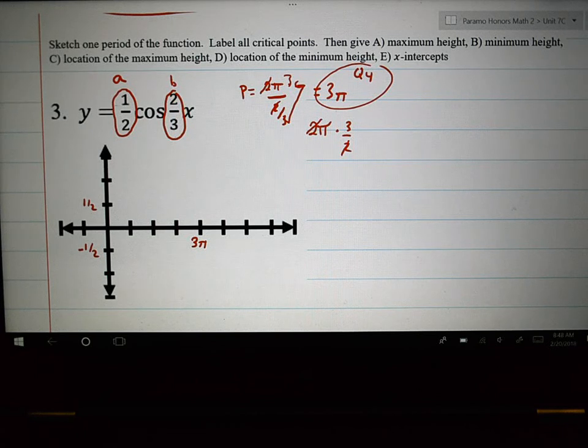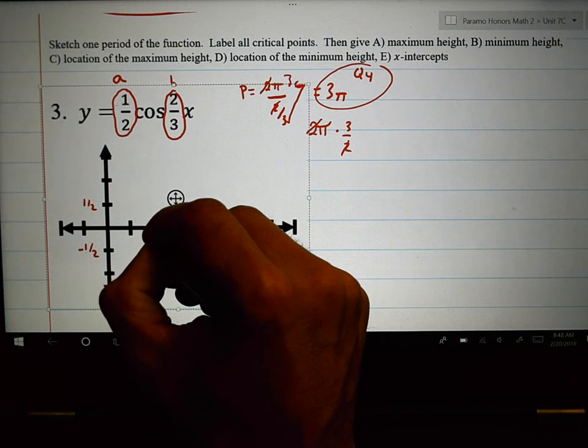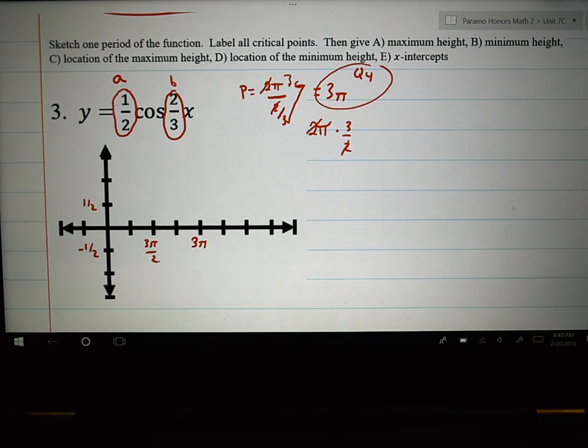3 pi, what's half of 3 pi? Is 3 pi over 2. Don't feel like you got to put that into a decimal. Fractions are a little bit easier here, in my opinion.